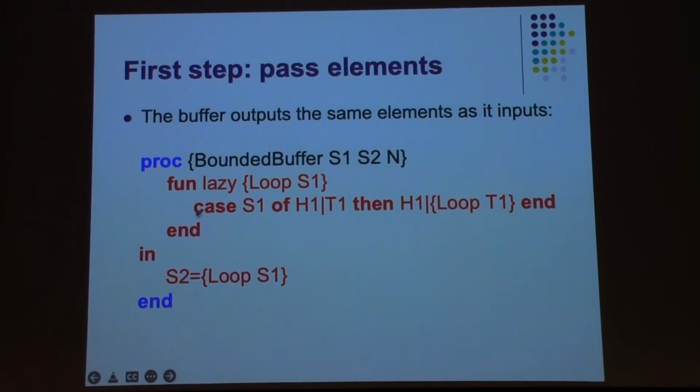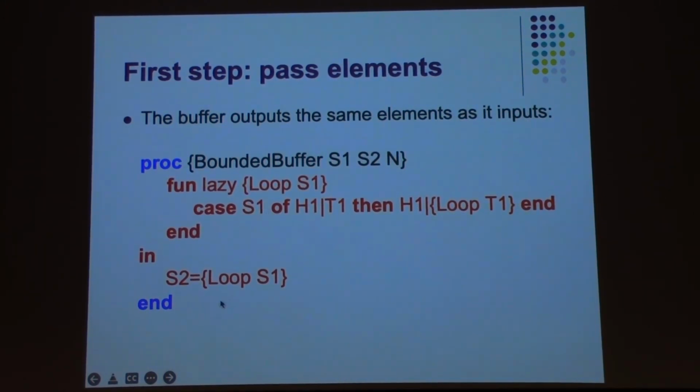So we will define a lazy loop here, which reads S1, and when it finds an element on S1, it passes it to the output. It's very simple. See? Case S1 of H1 T1, and then the output is H1 bar loop T1. So all the elements coming in on S1 go out. So the loop is like doing nothing, huh? It's a no-op. But it's a lazy function, and we're going to build something on that lazy function. Okay? So that's the first thing for the bounded buffer.